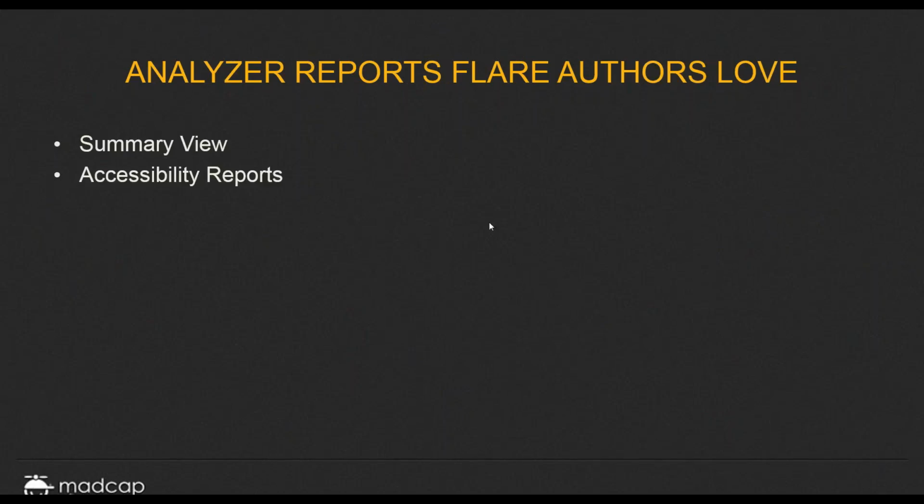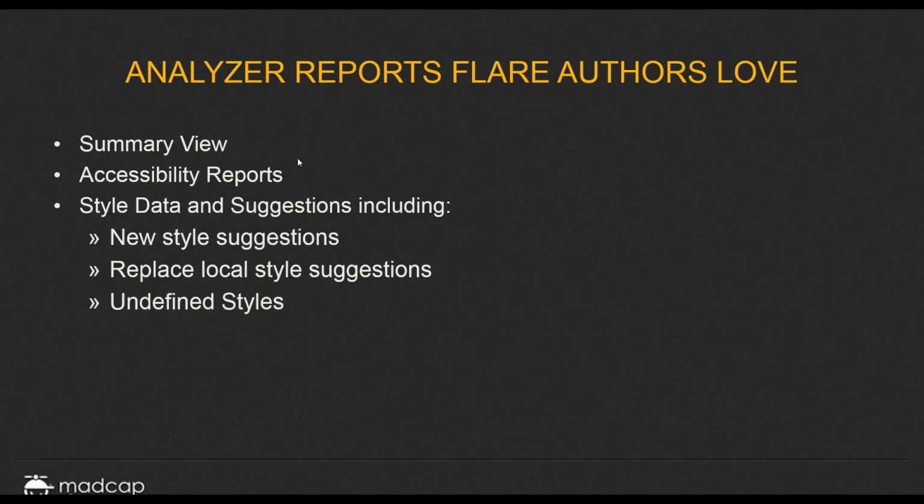The next thing we're going to talk about are accessibility reports. So for those of you who care about being 508 compliant in your writing, this can be quite helpful. So we'll talk a little bit more about that. We're going to take a look at some style suggestions, including what Analyzer can tell us about new style suggestions, how it can help us replace areas where you've got local formatting with our styles, and also take a look at this notion of undefined styles, what they are and what we can do to address those, because that's really important.